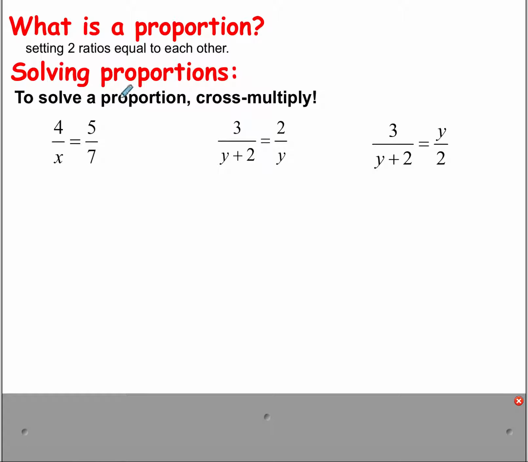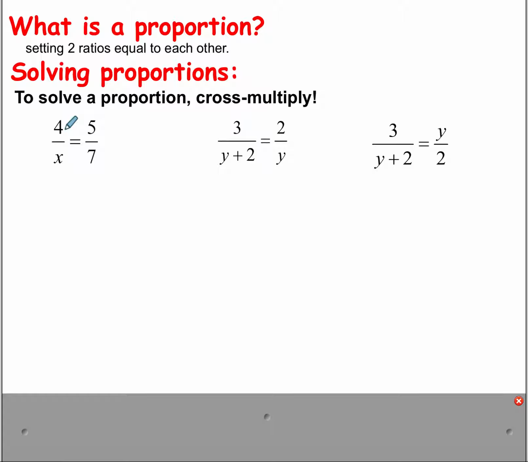And to solve a proportion, so here we have a ratio of 4 over x and here we have a ratio of 5 over 7. To solve this proportion, all we need to do is to cross multiply. So here's what I mean by cross multiply. We have this proportion here, one ratio set to the other, and we need to find out what value of x will make 4 over x equal 5 over 7.